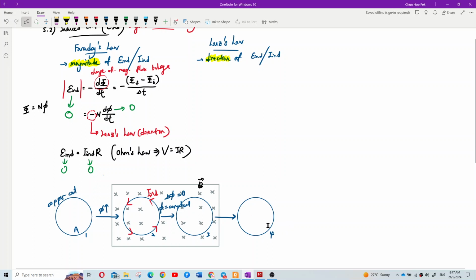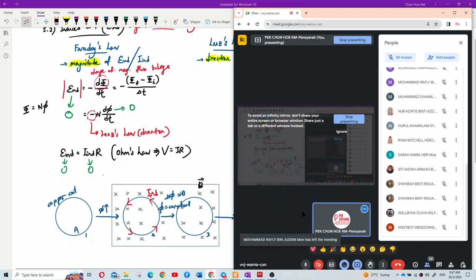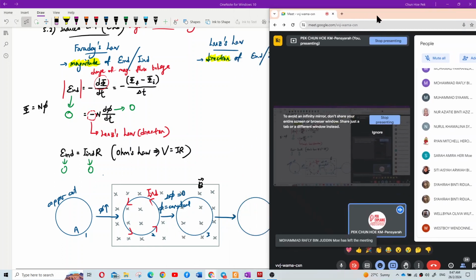So now if I move this coil from position 3 out to position 4, out from the magnetic field region, so it goes from an area with magnetic flux to an area with no magnetic flux. Is there any change of flux, class? Got change of flux or not? Yes, there is a change of flux. The flux decreases.